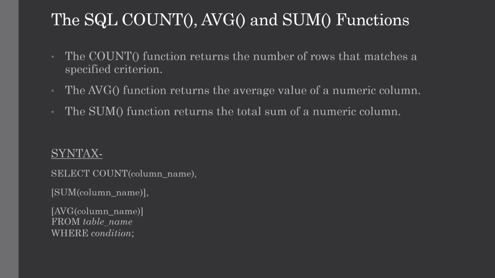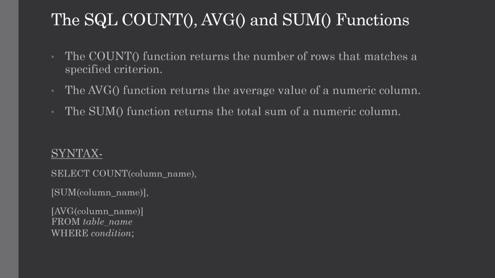SQL has many built-in functions for performing processing on string or numeric data. So following are some useful SQL functions. First one is count, which returns the number of rows that matches a specific criterion. Average, which returns average value of a numeric column, and the sum, which returns the total sum of a numeric value. This is the basic syntax by which we can use all these built-in functions.